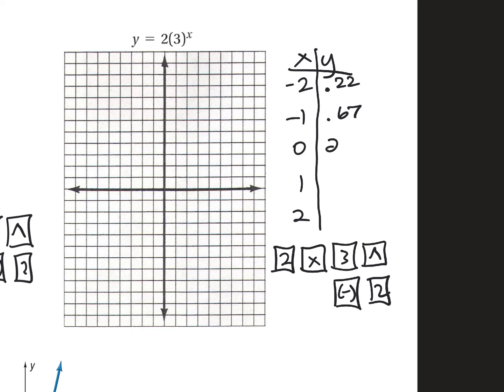I'm going to put in 1. Same thing in the calculator. 2 times 3 to the first power. Well, that happens to be 6. And then I'm going to type in 2 times 3 to the second power. Well, 3 to the second power is 9 times 2 is 18.